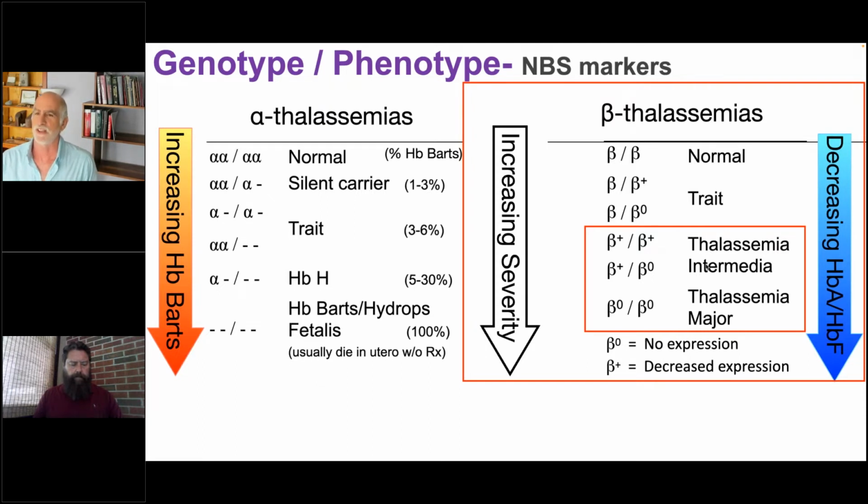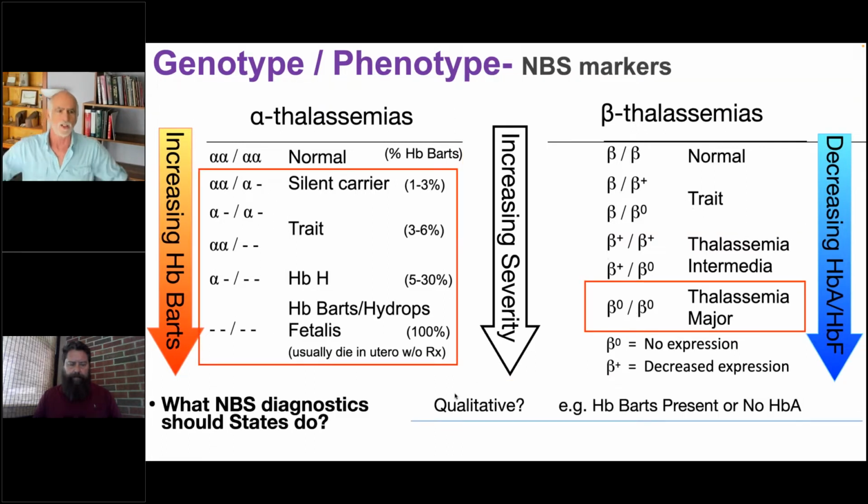You don't necessarily need transfusions for survival, but transfusions often significantly improve the health of patients. So all these patients really need to be hooked up for care. And a trait, again, it's genetic counseling. So the big question for newborn screening diagnostics is, what should states do?